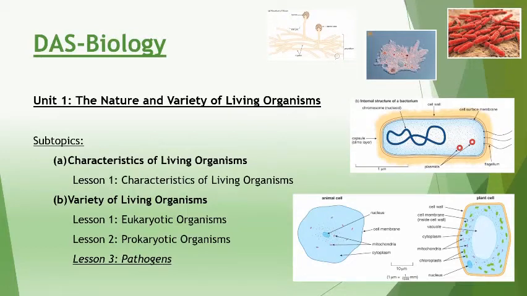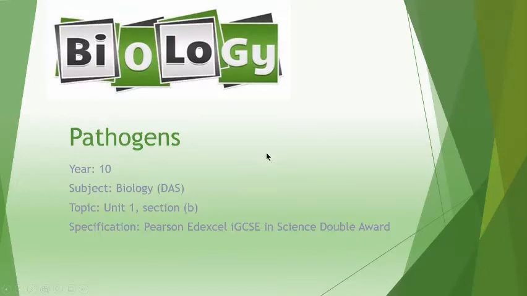In this video we're going to be covering lesson 3, pathogens, of section B, variety of living organisms, and we're still on unit 1, double award science biology. Here is the title, and make sure to note that this specification is for Pearson Edexcel iGCSE in Science Double Award.